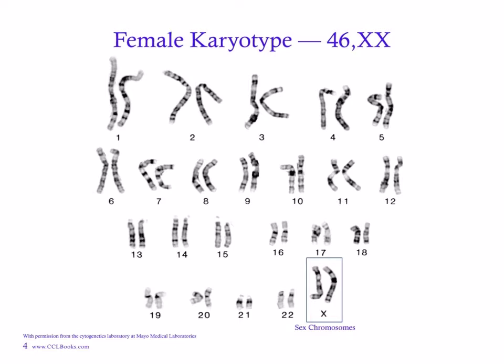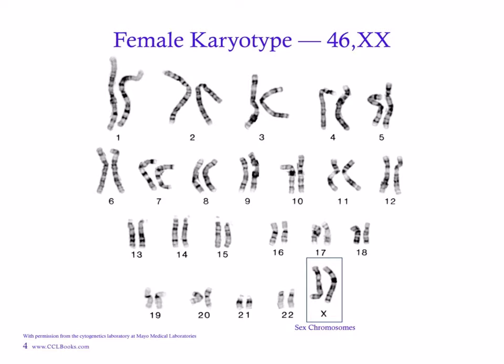Now, if you see here, the first 22 pairs are called with numbers. They are known by numbers. And the last pair, X and Y, has letters. So all the first 22 are called autosomes, and the last one is called sex chromosomes. Any disorder affecting the first 22 will have the word autosomal first, from autosomes.